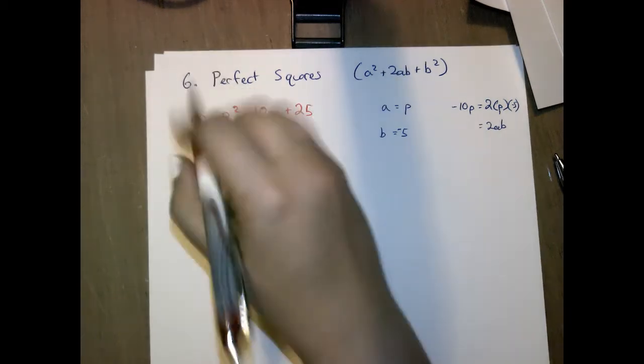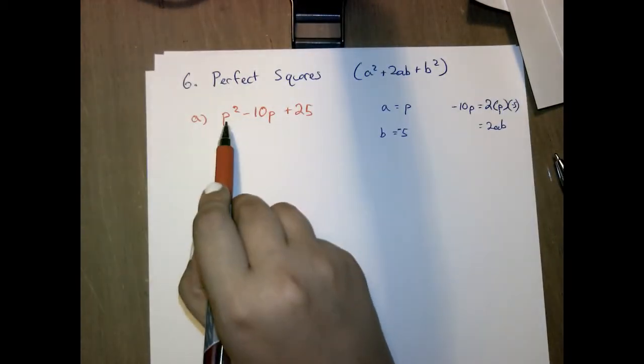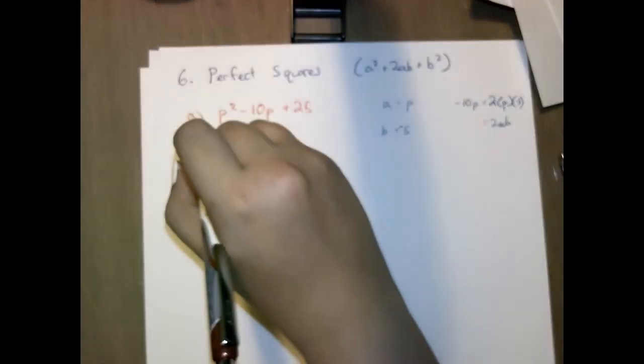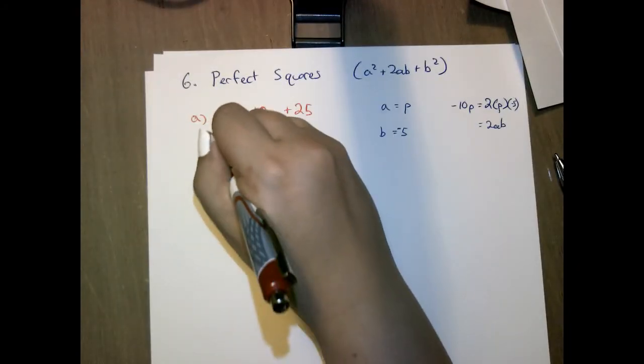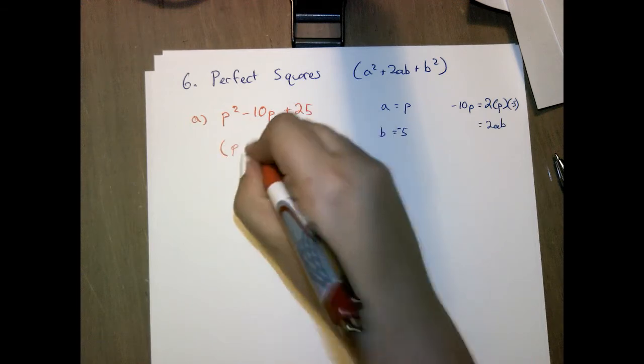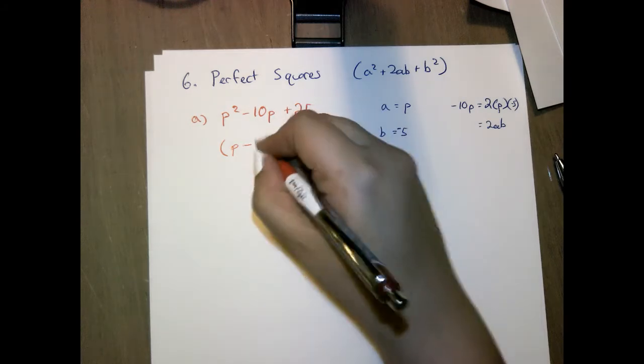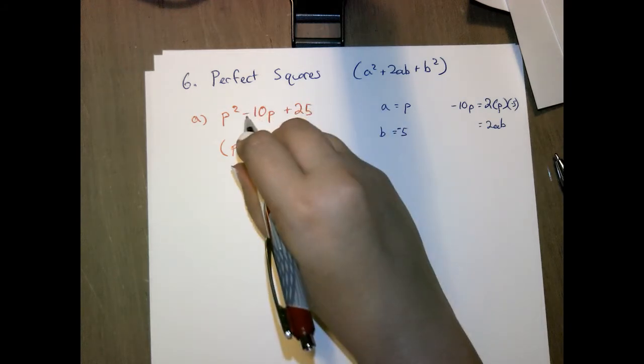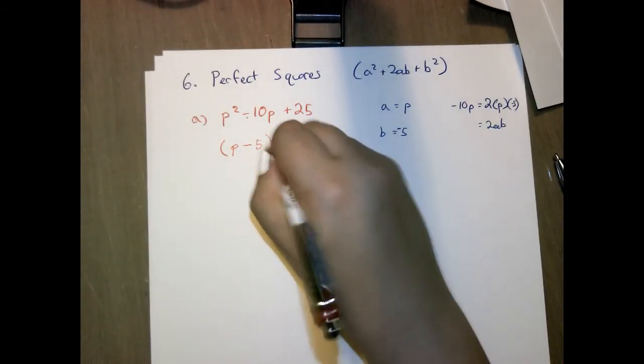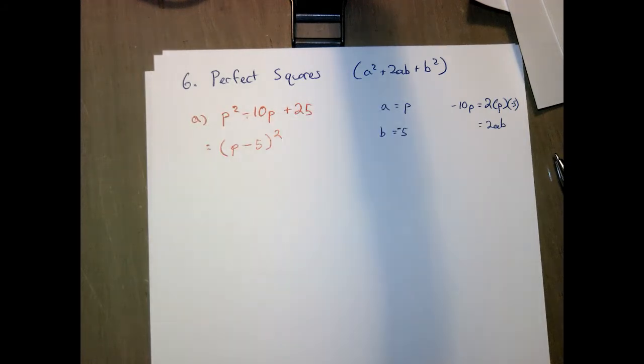Now, if you can recognize a perfect square, that means that you don't need to do the product sum method for this. You can just jump straight to writing it out as the square root of the first. In this case, it's going to be a minus because we have a minus in the middle. Minus 5 squared. Recognizing perfect squares does take some practice. However, the more you get used to recognizing them, it does make factoring go a lot faster.